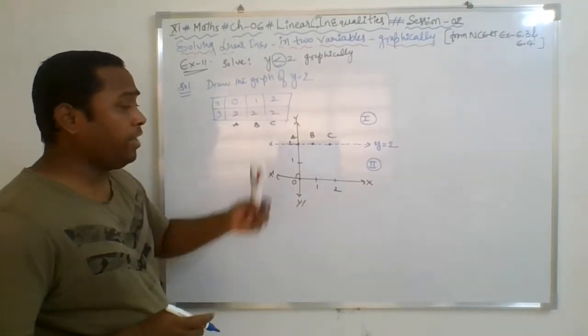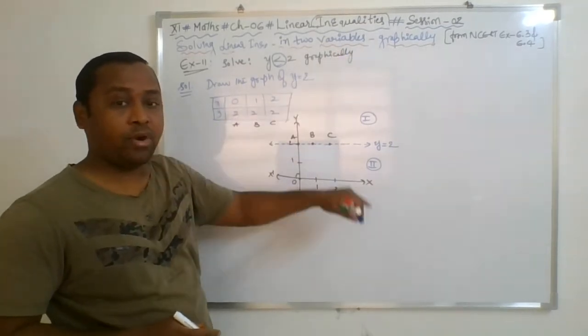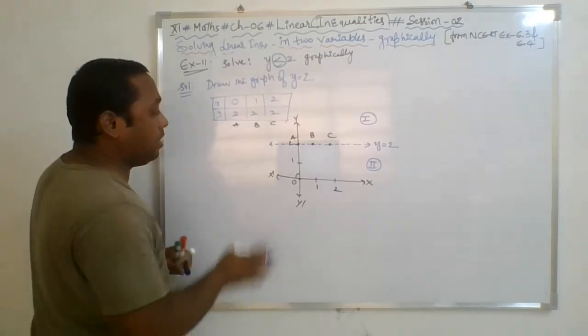Hence, you need to take 2 points. One belongs to the upper half plane, the second point belongs to the second half plane, the lower half plane.